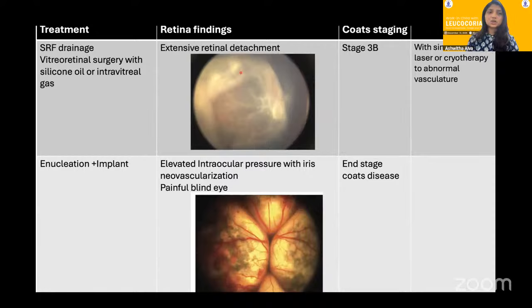SRF drainage or vitreoretinal surgery with silicone oil injection is done in patients with extensive retinal detachment, where simultaneous laser or cryotherapy can be done to the abnormal vasculature. And like our patient number 2, in patients who have elevated intraocular pressure with iris neovascularization or a painful blind eye with end-stage Coats disease, enucleation with implant would be best preferred.